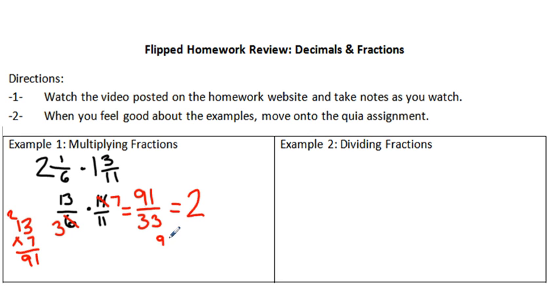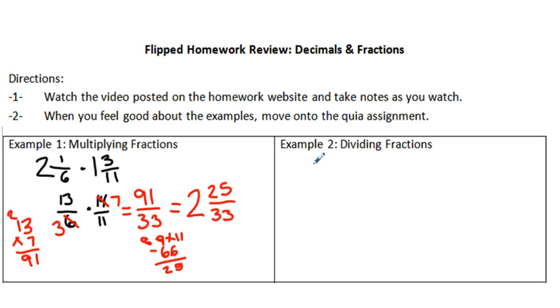So the difference between 91 and 66: 11 minus 6 is 5, 8 minus 6 is 2. So my leftover number is 25 over 33, and the answer is 2 and 25/33. Great, let's move on to dividing fractions.